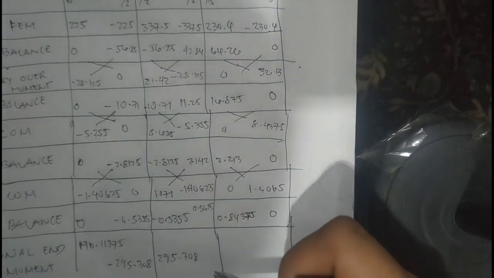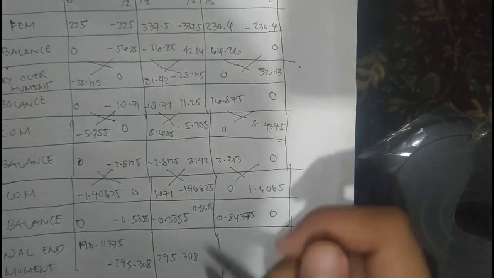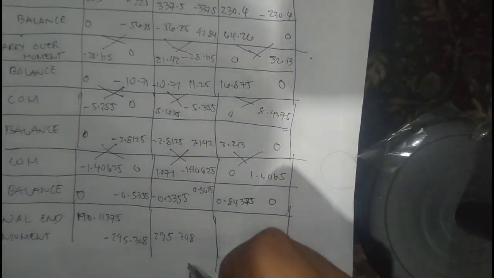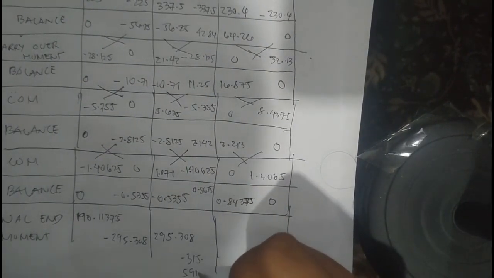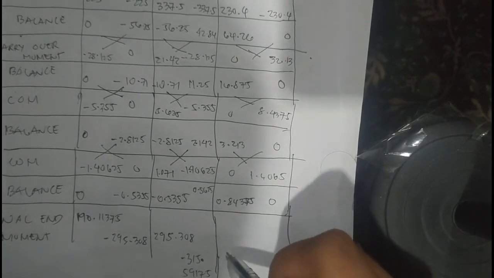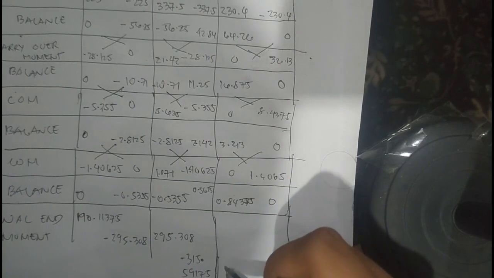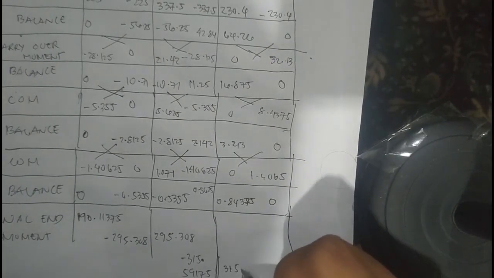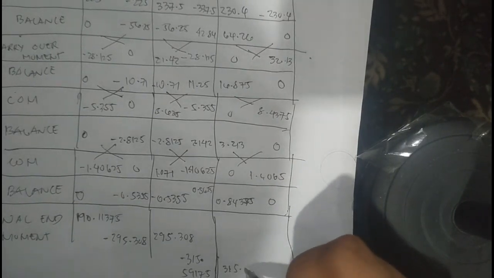plus 2.142 minus 1.4625 plus 0.56225 equals negative 315.59175. Same for the joints, they are the same, so you can see them as equal, they only differ in sign.